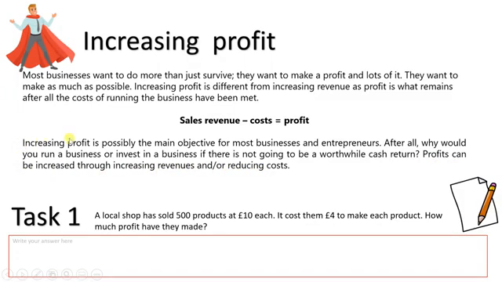Task 1. A local shop has sold 500 products at £10 each. It costs them £4 to make each product. How much profit have they made? So let's put that formula into action. You've got to calculate the total sales revenue, and then you've got to calculate the total costs, and then when you've got those 2 total figures you subtract them and you have your answer, and write your answer with a sentence whether they have or haven't made profit.